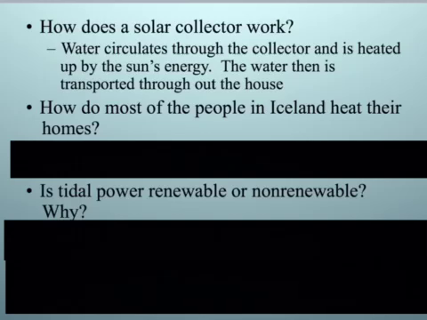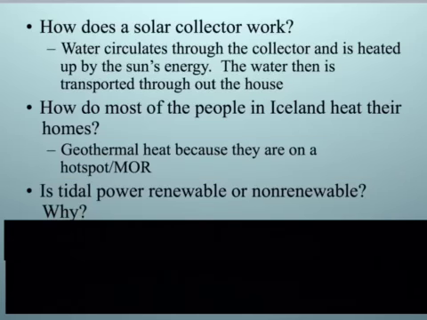Next question: how do most people in Iceland heat their homes? To help your thinking, think about why Iceland exists. Think about the tectonic plates. Iceland is on a hot spot at the mid-Atlantic ridge. Therefore, they're going to have magma close to the surface, and they use geothermal energy.